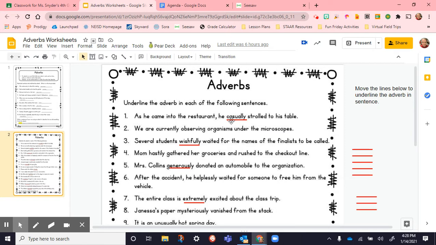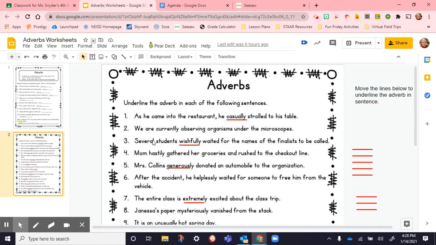The adverb is describing and giving the reader more information about what that verb is, either how it's doing it or when it's doing it. So it's describing and giving you more information. So he strolled to his table. Casually is the word that describes how he strolled. So he just casually, kind of nonchalantly, walked over to his table.